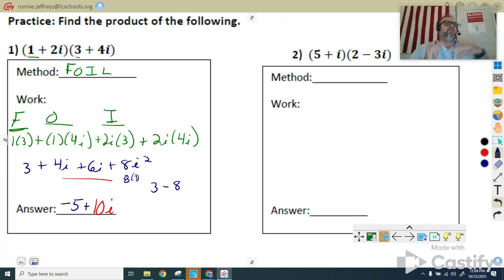Now, if we would have done any other method, we're still going to get the same thing. Some people may have said, I don't like the foil method, and you just did the box method with the same thing. We should all get the same answer. Okay? It's just one of those weird things in math.